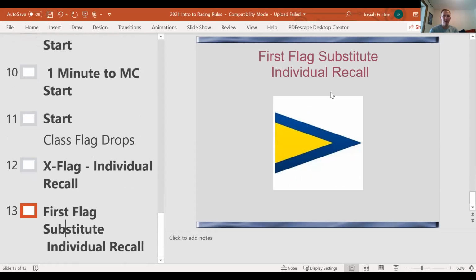And this is actually the general recall flag. If the race committee can't determine who's over early, he or she will do 2 horns and then fly this flag, and then we start over. And we start the starting sequence over completely. So let's get into some starting sequence animations here.